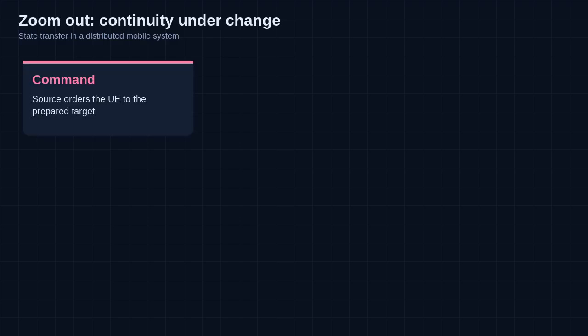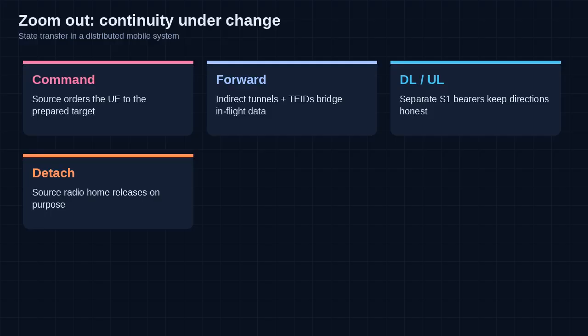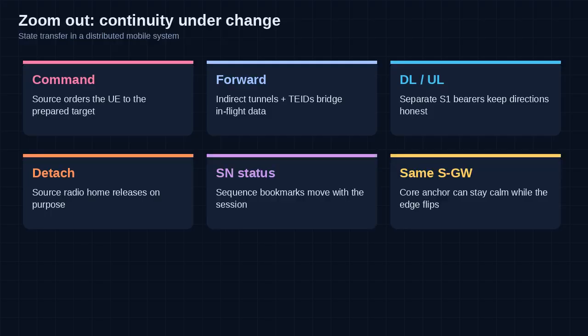Zoom out and retell the argument in one breath. A UE must change base stations without dropping the living session. Preparation reserved the landing zone. Execution delivered the handover command, opened indirect forwarding with tunnel endpoint identities, separated downlink and uplink bridges, detached the source radio, and transferred sequence number status so order survived the jump. Through it all, a same SGW topology can keep the core anchor stable while the edge moves.